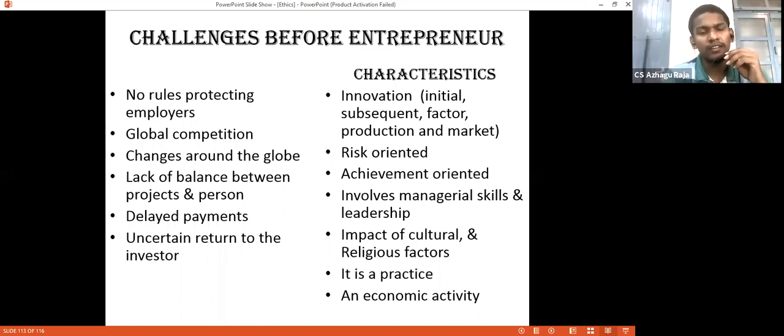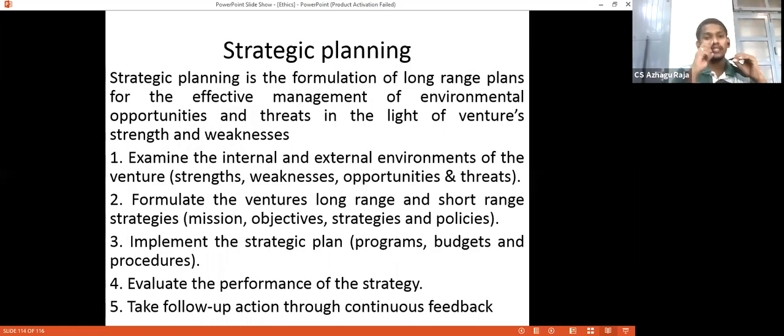Impact of cultural and religious factors. You should be doubly conscious about implementation and addressing cultural and religious aspects of a business. It is a practice, because entrepreneurship is a practice. Entrepreneurship itself is a practice, and you cannot say it is only a function, an economic activity.